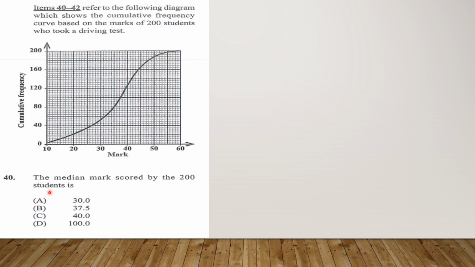Question 40, the median mark scored by the 200 students is. So items 40 to 42 refer to the following diagram, which shows the cumulative frequency curve based on the marks of 200 students who took a driving test. So that is going to be half of n, half of the sample size, 200, and that is 100. So we're going to fill in here first.